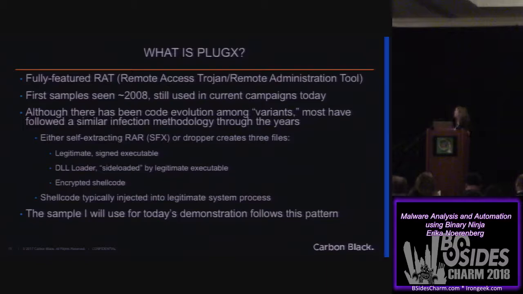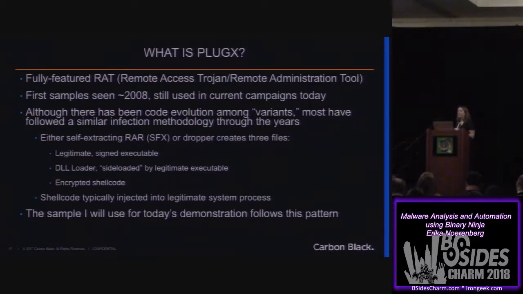So even though there's been a lot of code evolution over the last 10 years, and actually Palo Alto Unit 42 recently, I think it was in January, saw a new one that is completely different than all of these. They called it Paranoid PLUGX, which is kind of interesting. But even despite that, you still see these original versions out there. So this original version typically follows this same kind of methodology.